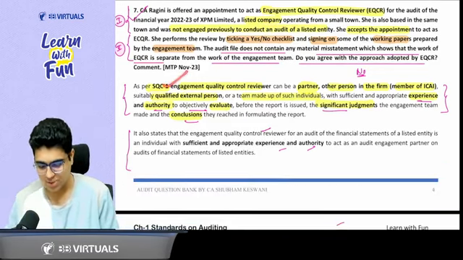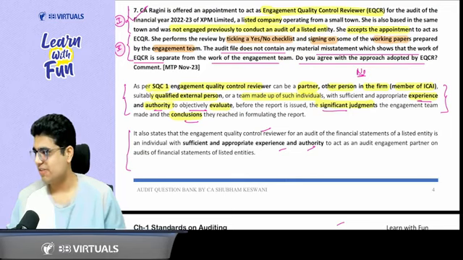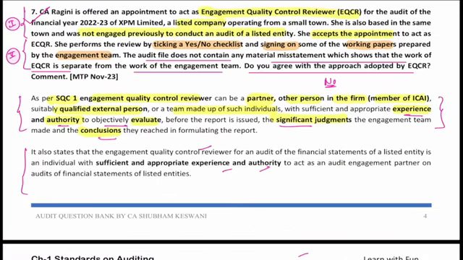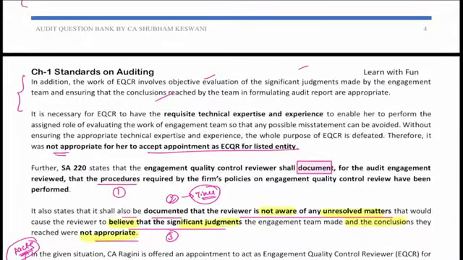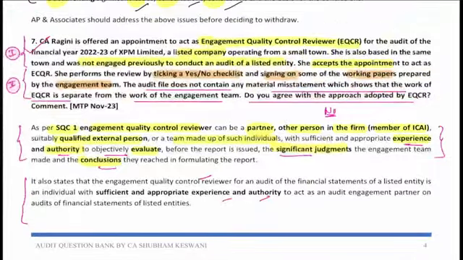So you will say as per SQC-1, write the definition of EQCR. Everyone please focus on the board. First of all, who can be the EQCR? So it can be a partner or other person within the firm or a qualified external person. But it should have experience and authority. What he will do, objectively evaluate the significant judgment and conclusion. Easy peasy? Yes, sir. Now, sir, considering the facts of the case, you will say it is not appropriate to appoint this person for the EQCR. Now comes the second part of the question.